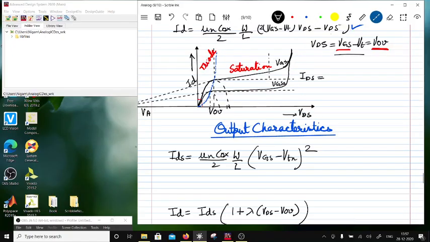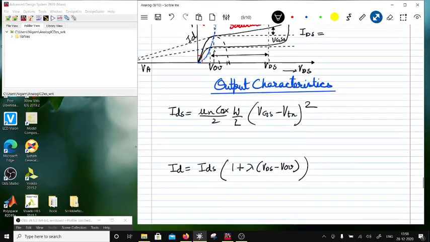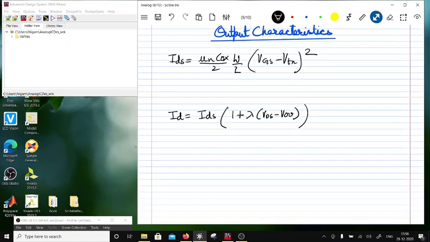So let's consider VDS at this point. In this case, this distance is VDS minus V overdrive, correct? Times the slope will give you this quantity. Right, so that's the total current. It will be IDS plus lambda times VDS minus V overdrive. So this would be in the saturation region.